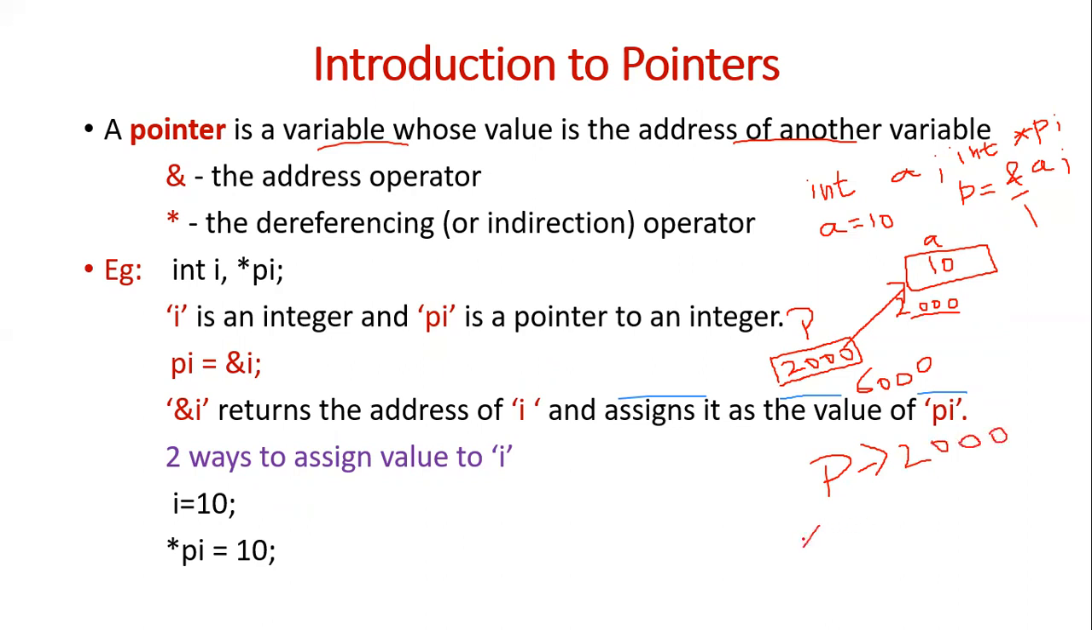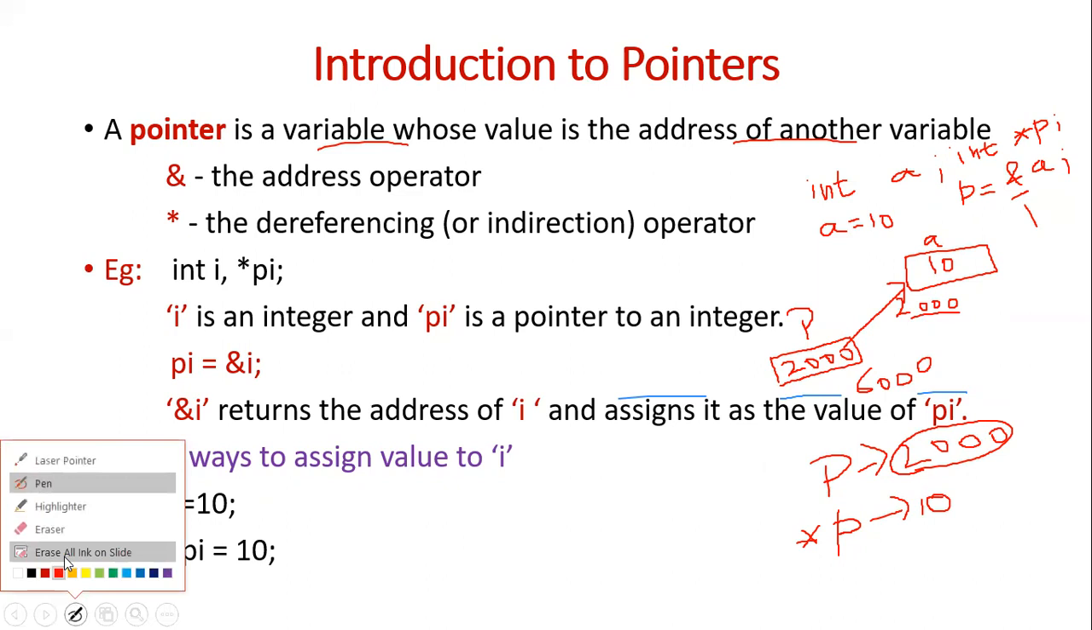Whenever I say star P, it refers to the value at P. What is P? P is 2000. Whenever you say P, it is 2000. That is the address that is contained in P. So star P means the value at this address. What is the value at this address? 10. The value at this address is 10. Okay. So this is how a pointer works. So this is the brief introduction to the pointer.